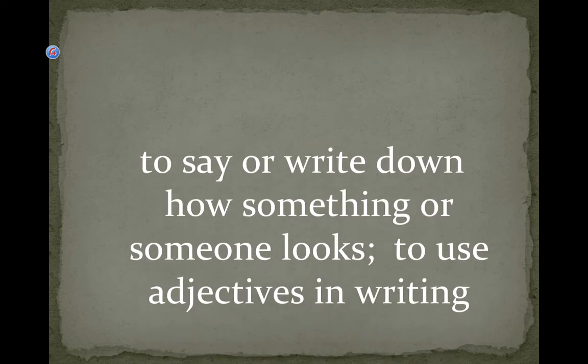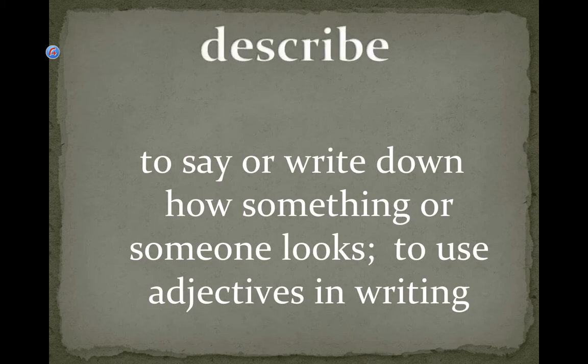The definition of our sixth word is to say or write down how something or someone looks, and to use adjectives in writing. The word is describe. When you describe something, you say or write down how it looks, and you use adjectives in your writing. Do you see the root scrib in the word describe?